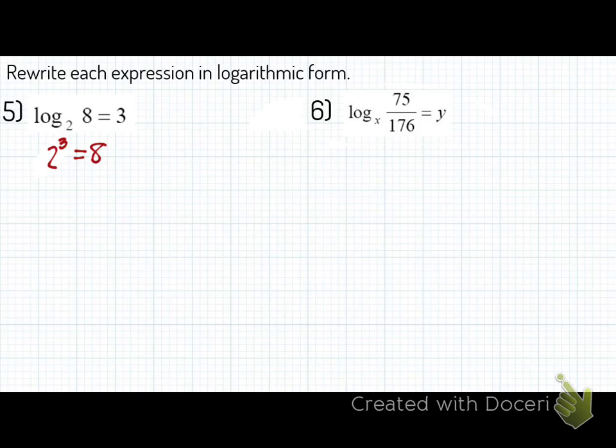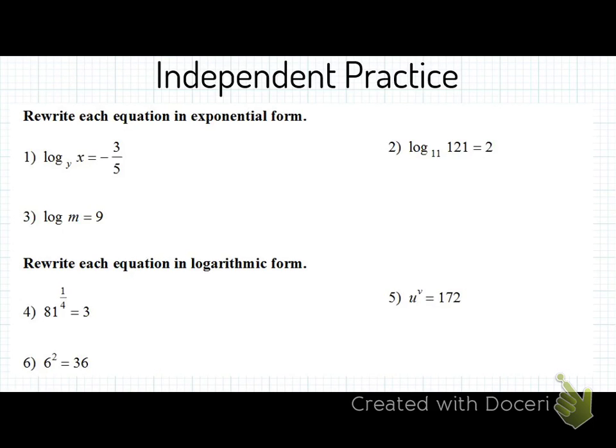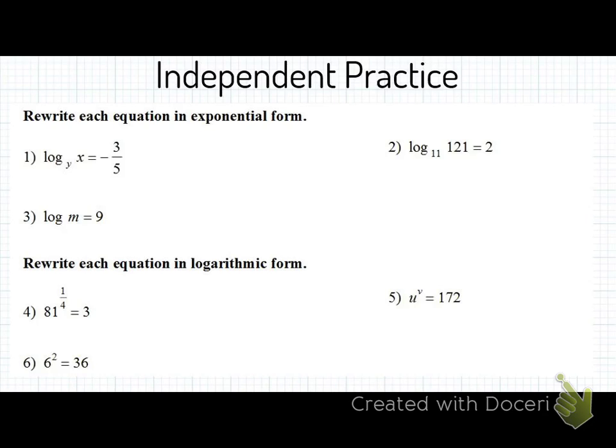Number 6. The answer for the last one, you should have base of x to the y is equal to 75 over 176. Yes. Okay? Super straightforward. All right, so I'd like you to practice a little bit. We got 6 problems up there. I'll give you, let's see, 3 minutes to do them. Please pause the video and try these out, and then you'll see the answers, okay?